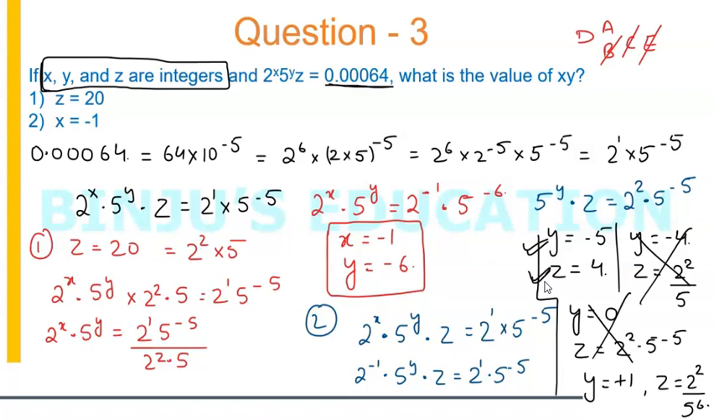So again, do we have a conclusive value of x into y? Yes, we do have a conclusive value. So the answer to this question simply becomes option number D. Right? Okay, let's move on to the next one. Pause the video and try this question, please.